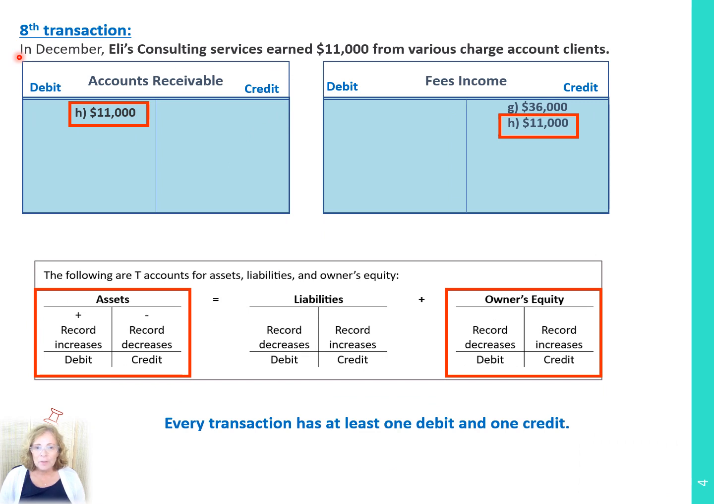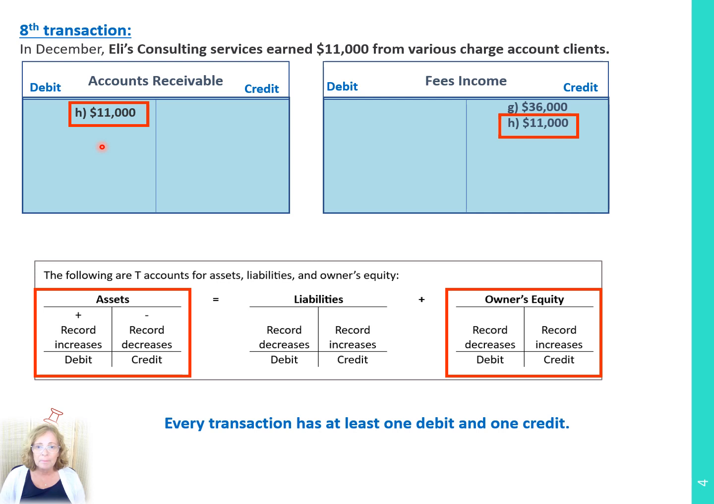Eli's Consulting Services also earned $11,000 from various charge account clients. So in contrast to the prior transaction, we're not receiving cash, but we're receiving something almost as good as cash. It still is an asset, and it's called accounts receivable. Accounts receivable is an asset, and assets increase with debits, and therefore we're going to debit accounts receivable for $11,000 on the left side.